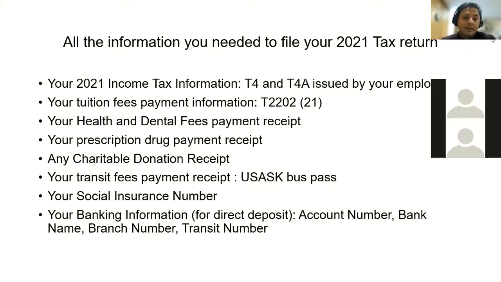The next is your tuition fees payment. As I know, as graduate students, we pay tuition either as a part-time student or a full-time student.